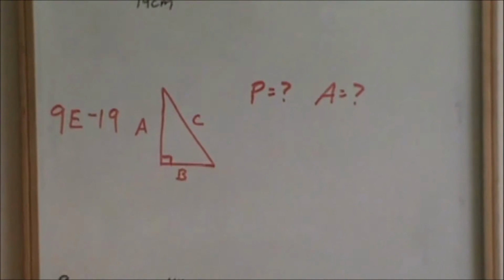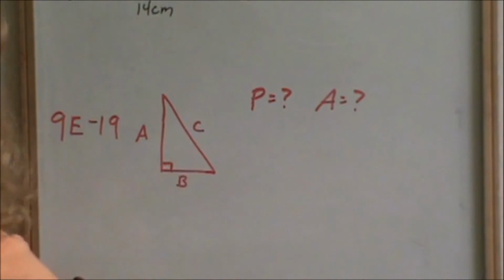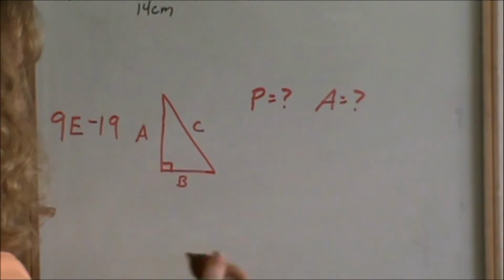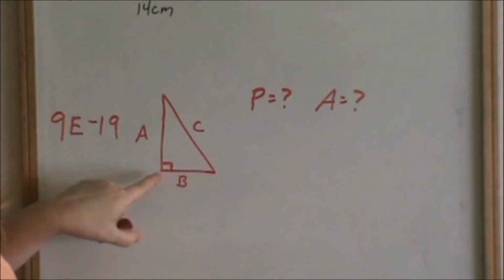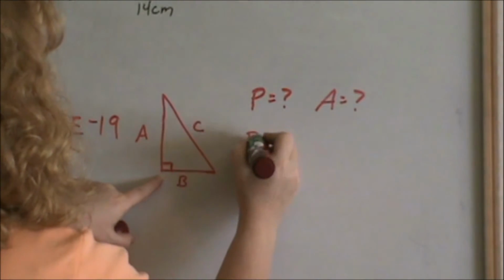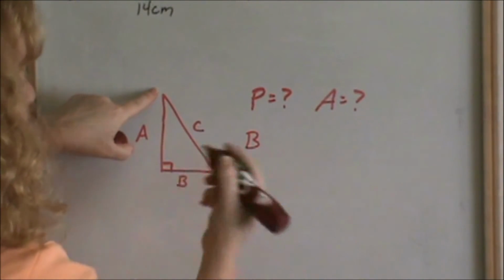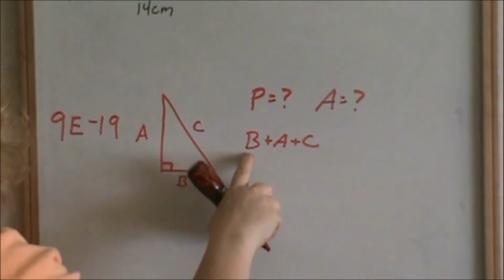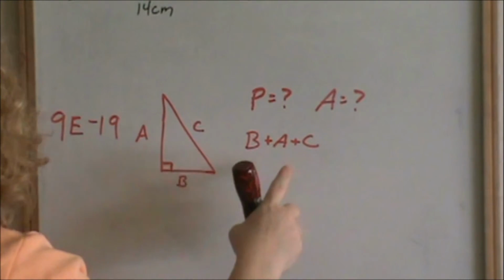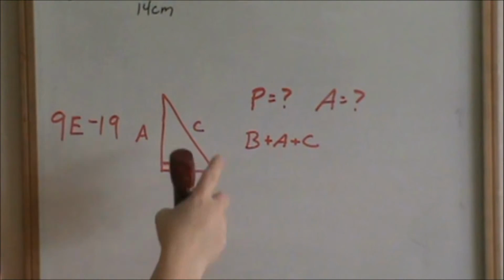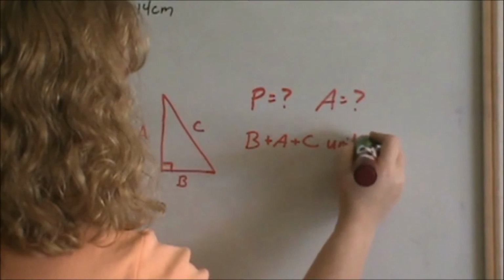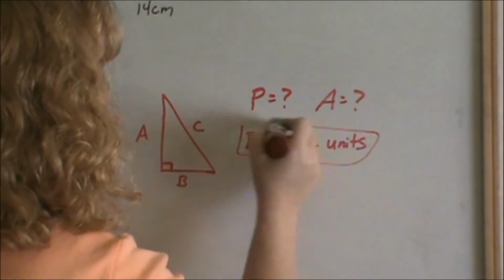This is algebra with finding area and perimeter. So I'm going to work on the perimeter first. Perimeter just means I'm the little ant walking around, so I need to add up all my sides together. Let's just say I start here. Well, then I'll walk the distance of B. Then I'll walk the distance of A, but remember I'm adding, so I'm adding A. Now I'm adding C. I cannot combine B plus A plus C. I cannot combine terms when they are not alike. So that's as simplified as I can leave it. And since I'm not given a unit, you can just write units. So that's it for perimeter.